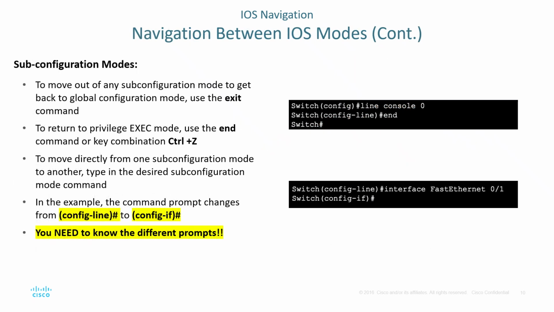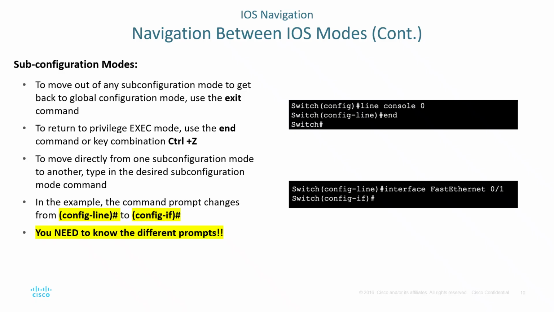So sub-configuration modes. To move out of any sub-configuration mode to get back to global, you're going to use the word exit. So exit again is going to bring you back one mode. To return to privilege, I can either type in the word end, or I can do a key combination of Control Z. That's going to bring me all the way back to privilege.